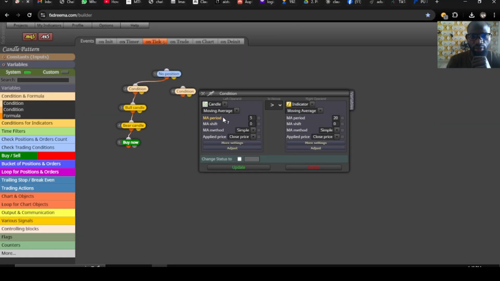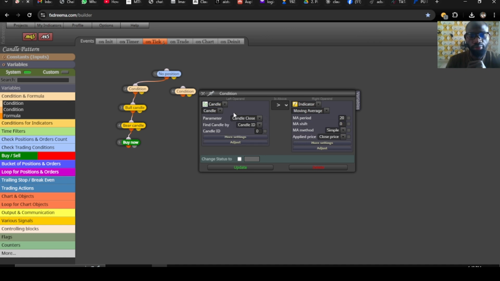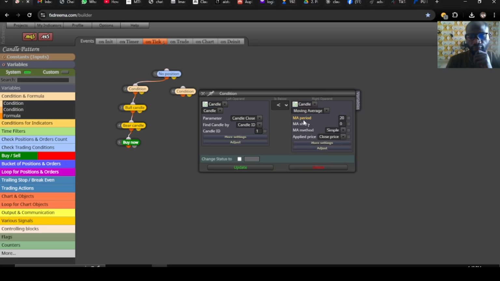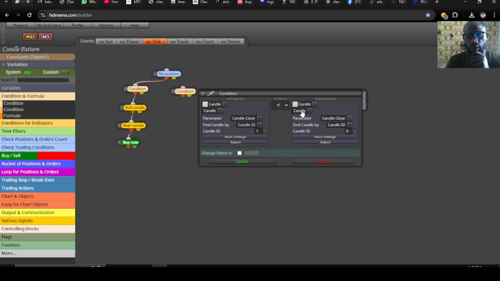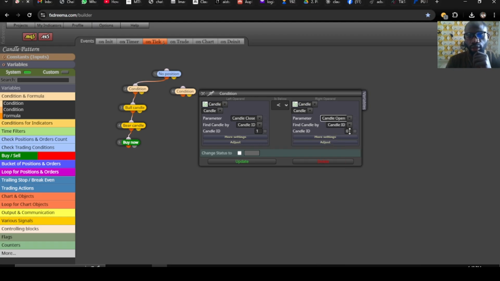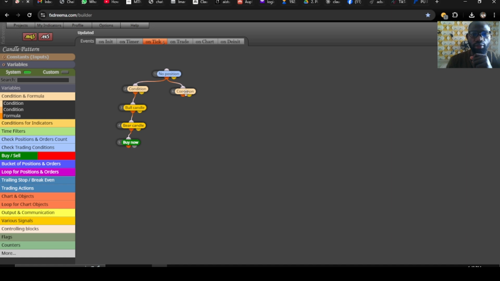So we come here, we change this to candle. Then we change this to 1. Then we're going to change this to below. Then we come here, we change this to candle. Then we change this to open. And then we change this also to 2, which is a candle ID. Then we update. Then we link it together.